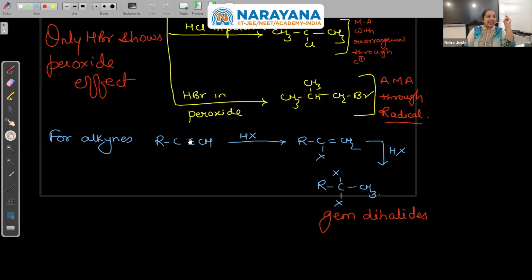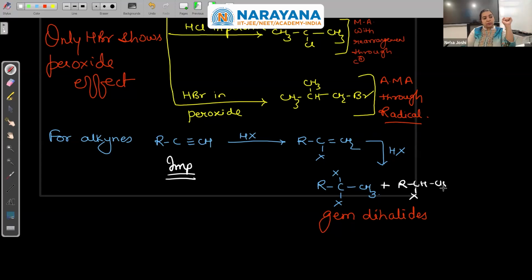Again, for alkynes, on addition of HX, gem dihalides are formed. This is again an important point. I hope all of you have this in your memory: with alkynes, first I had HX addition and I got this. Now with one more HX addition, my choices would have been these two, either vicinal or geminal. But gem dihalides are formed as major and this is minor.